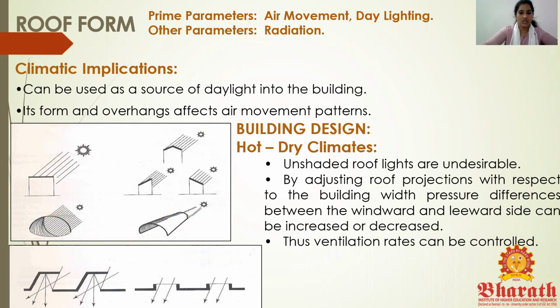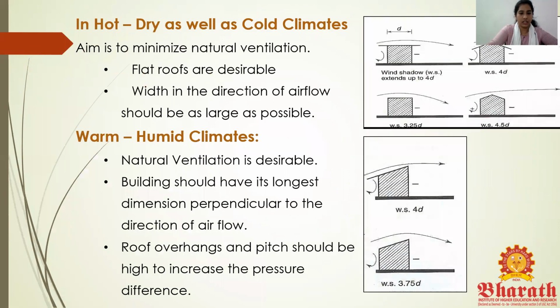So basically, by adjusting the roof projections with respect to the building, the pressure differences between the windward and the leeward side can be increased or decreased. Thus, ventilation rates can be controlled. So all of this is how they try to implement and understand this overall using your roof form.